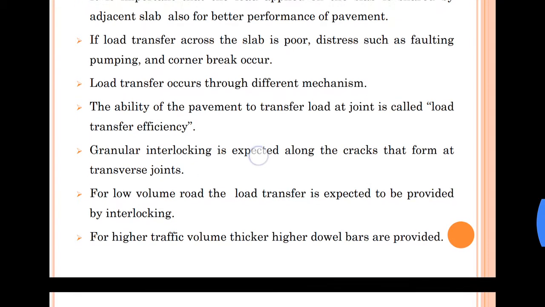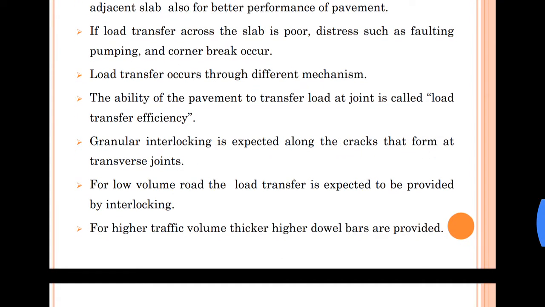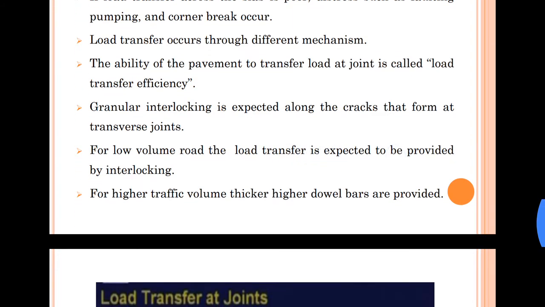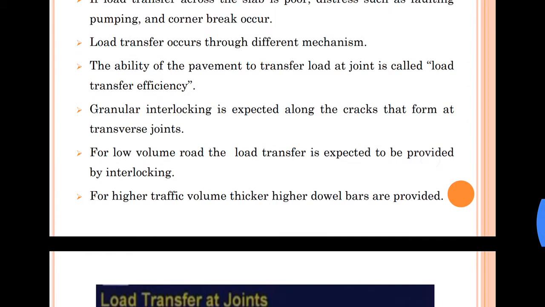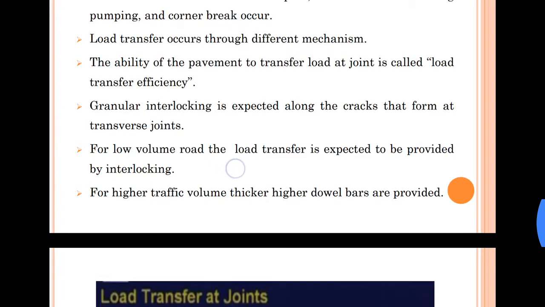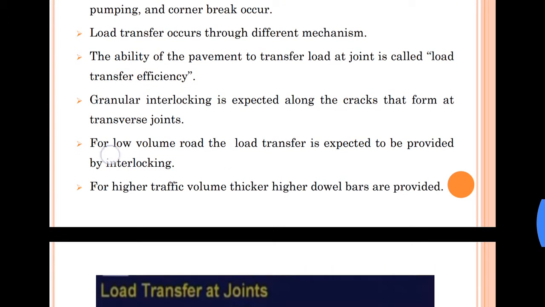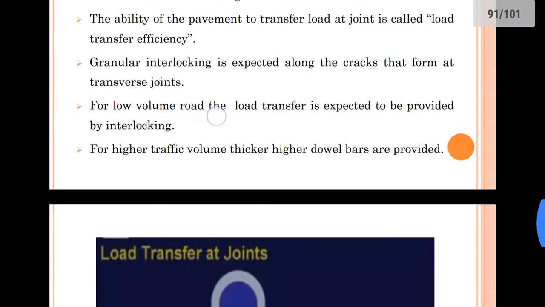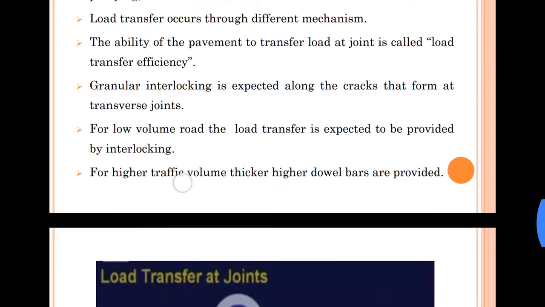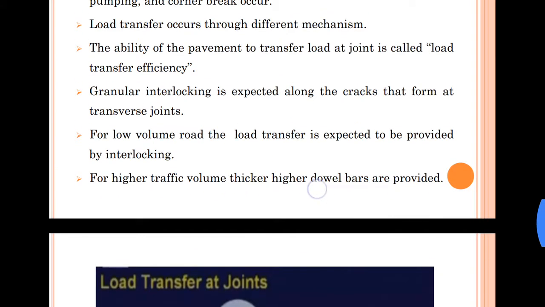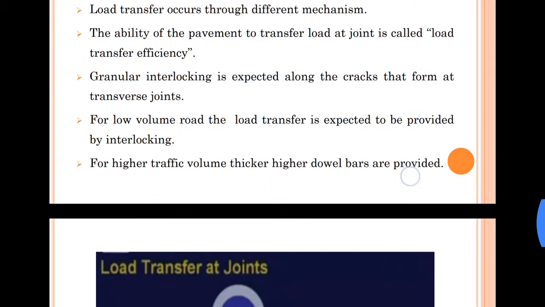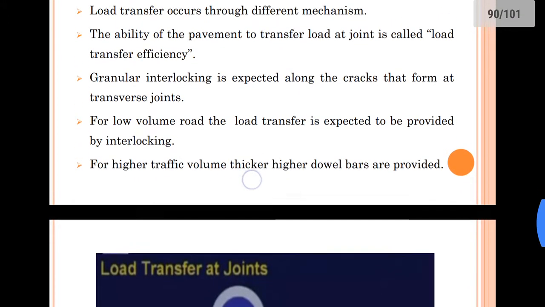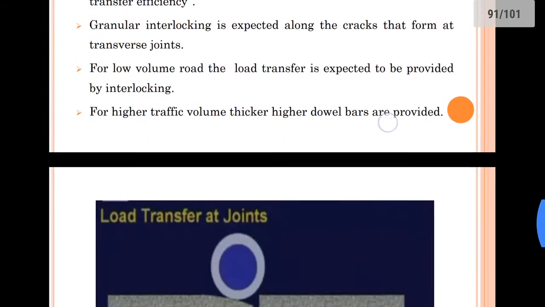Granular interlocking is expected along the cracks that form at transverse joints. For low volume roads, the load transfer is expected to be provided by interlocking. So here we may or may not provide dowel or tie bars between the adjacent slabs. For higher traffic volume, thicker, higher dowel bars are provided. If higher volume traffic exists on the rigid pavement, then we need to provide dowel bars.